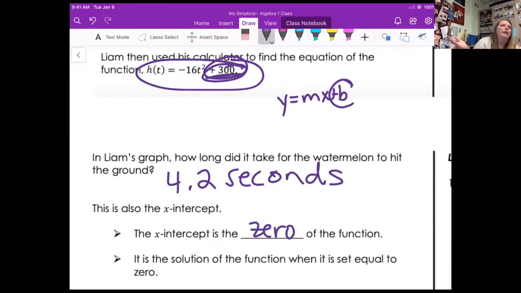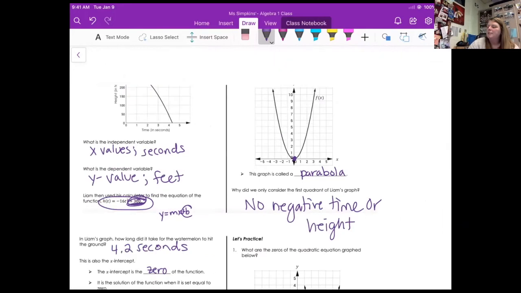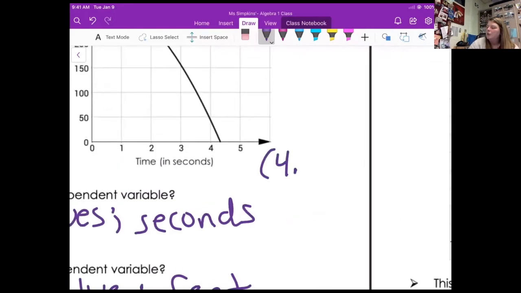In this case, it's where it ended, right? It's where the watermelon hit the ground, where it stops moving. For this problem, yes, but not always. That's where it starts or stops. For this problem, it's where it stops, so that's not always true. It's called a 0 for every parabola. So if we were to actually name this point, it would be 4.2, comma, 0.